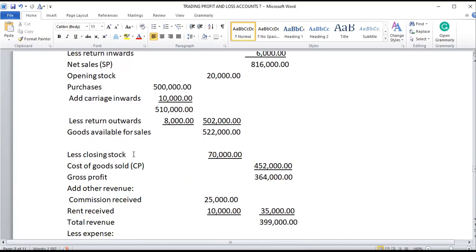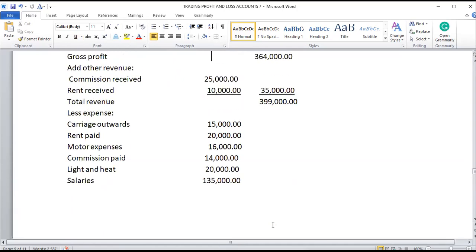Then the closing stock remaining at the end of the period, you deduct it from it. So $522,000, that's the goods available for sale, minus the closing stock of $70,000. You have cost of goods sold of $452,000. You take your net revenue, $816,000. You deduct your cost of goods sold, $452,000. Then you arrive at your gross profit, $364,000. Then any other revenue, here we have commission received $25,000 and rent received $10,000. You add both, $35,000. Then you add it to your gross profit, $364,000. You arrive at a total revenue of $399,000.